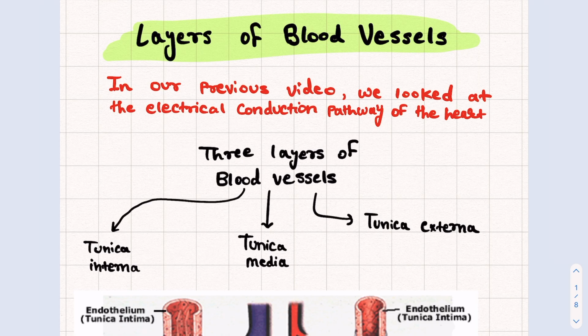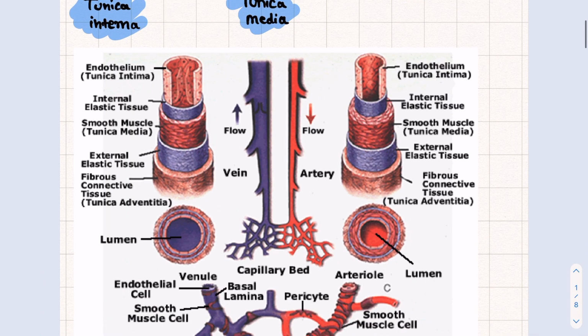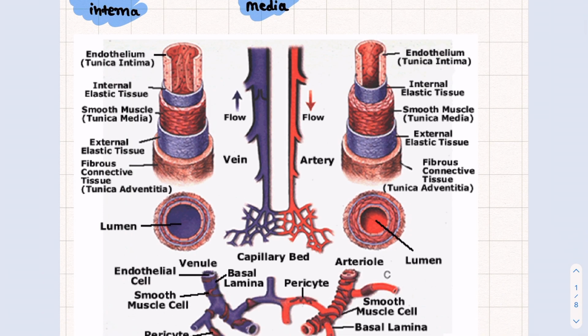Okay, so let's look at the three layers of the blood vessels. The three layers are tunica intima, or interna, tunica media, and then tunica externa, also called adventitia. These are present in veins as well as arteries. Okay, so tunica intima. Tunica intima is the innermost layer of the three, and it's basically adjacent to the lumen. Tunica intima has endothelial lining and also contains a layer of elastic fibers, which is known as the internal elastic membrane.